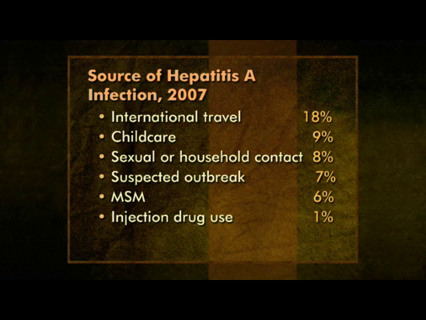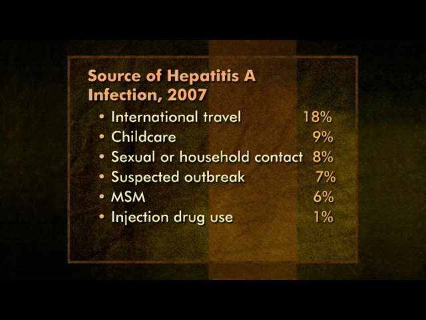This table shows the most common sources of infection of reported hepatitis A cases in the U.S. in 2007. The most frequently reported source was international travel, reported in 18% of cases. 9% of cases reported attending or working in a child care setting or contact with a child care employee. Sexual or household contact with a person with hepatitis A accounted for 8% of cases. 7% of cases were suspected of being outbreak-related.